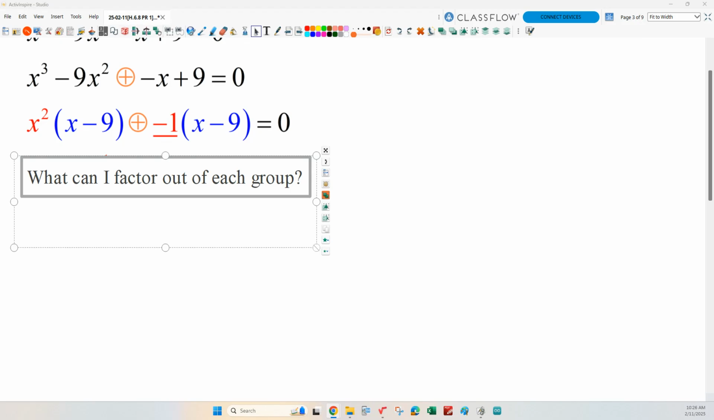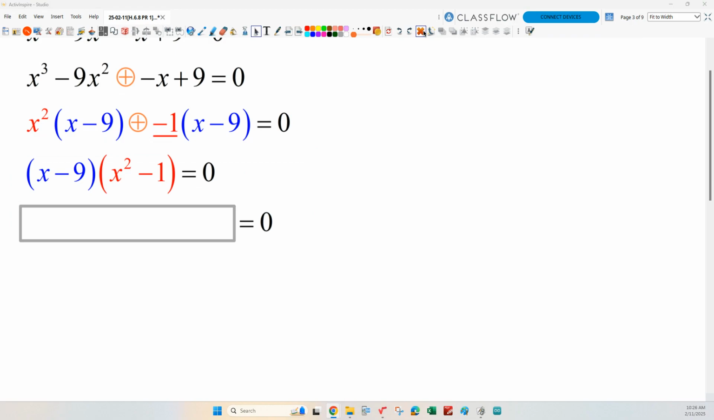And now what, last step? Okay, good. We'll factor out of each group that x minus 9, which leaves us with an x squared minus 1. Now what? Set both equal to 0. We can do that, by the way. We haven't really talked about how to solve equations like this. We're going to focus more on solving quadratic equations next chapter.